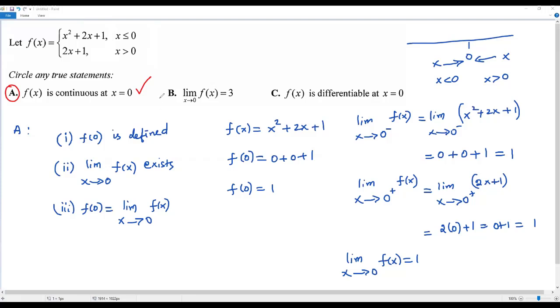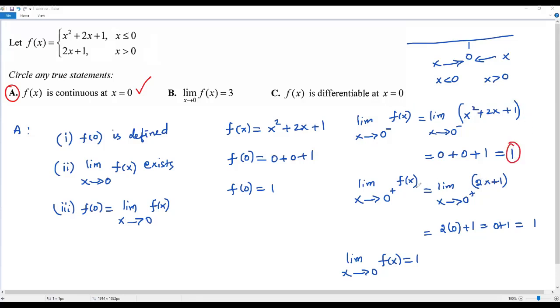Now we can check whether statement B is true or false. That is, limit x approaches 0 of f of x equals 3. That is, the ordinary limit as x approaches 0 of the function f of x is equal to 3. Actually f of x is a piecewise function and also 0 is a transition value. To evaluate the ordinary limit as x approaches 0, I have to evaluate the left side limit and the right side limit of f of x as x approaches 0. Both of them must be finite and also both of them must be equal. Already we have evaluated the left side limit. It's over here. Its evaluation is just 1.